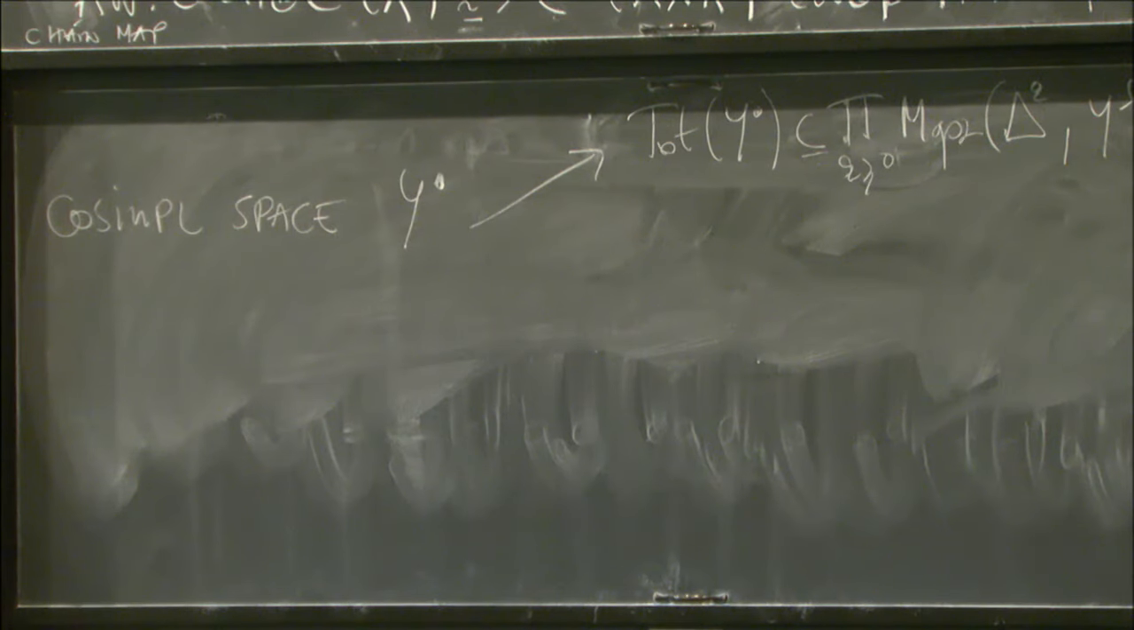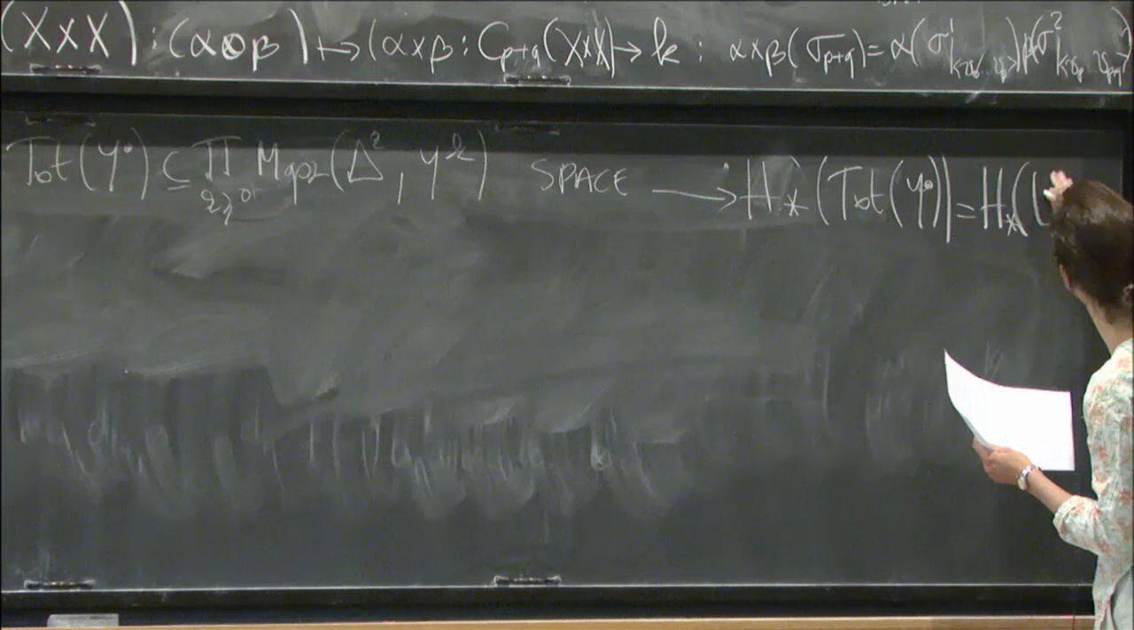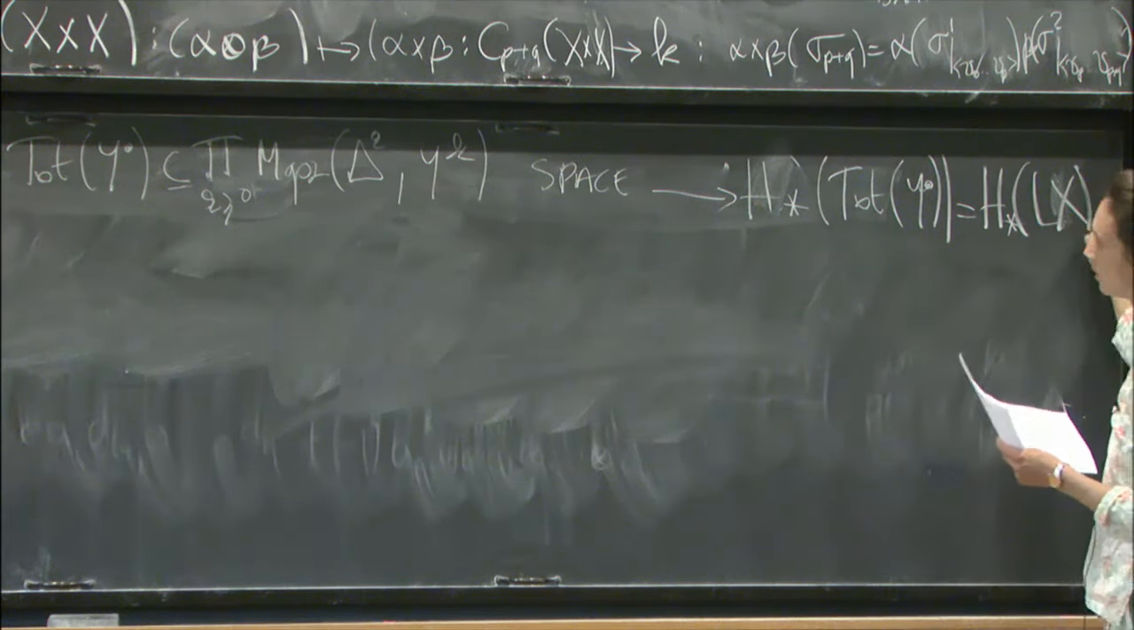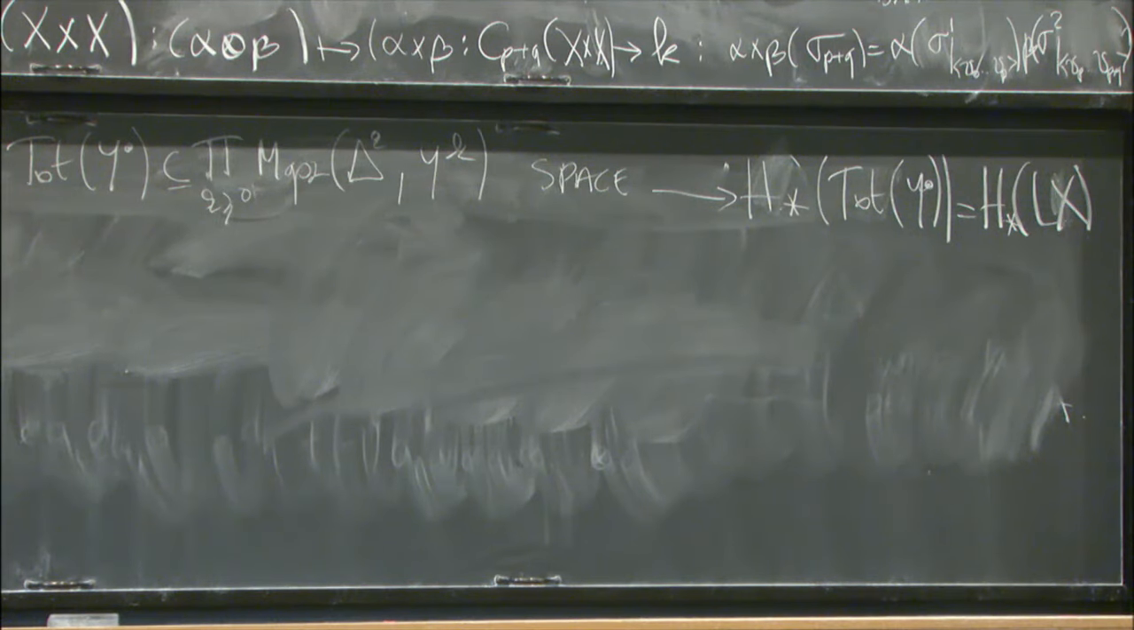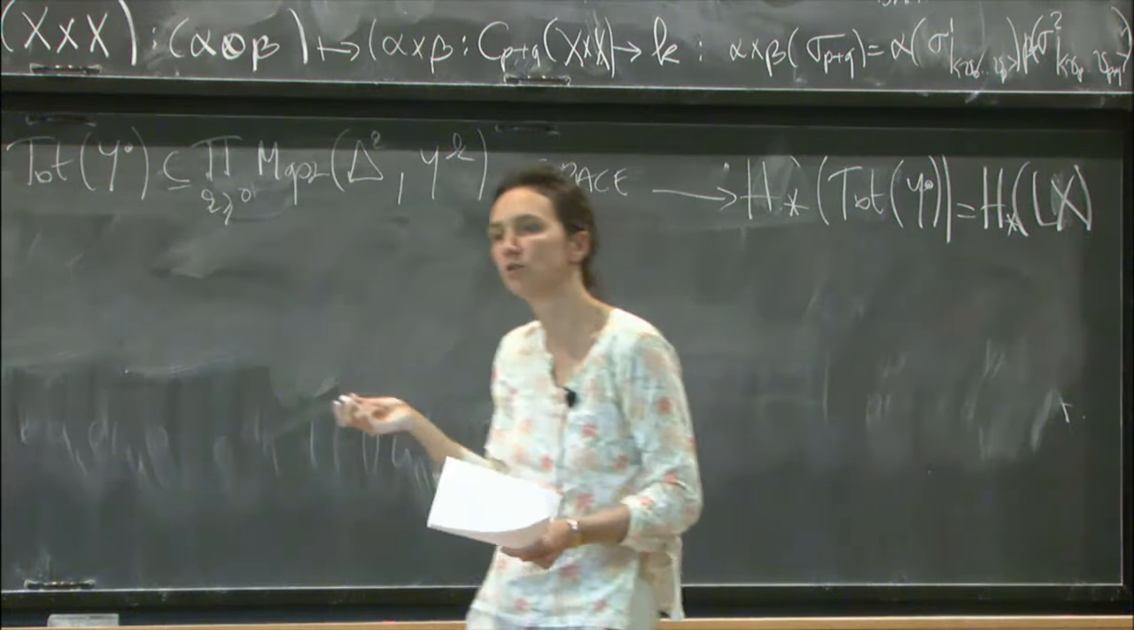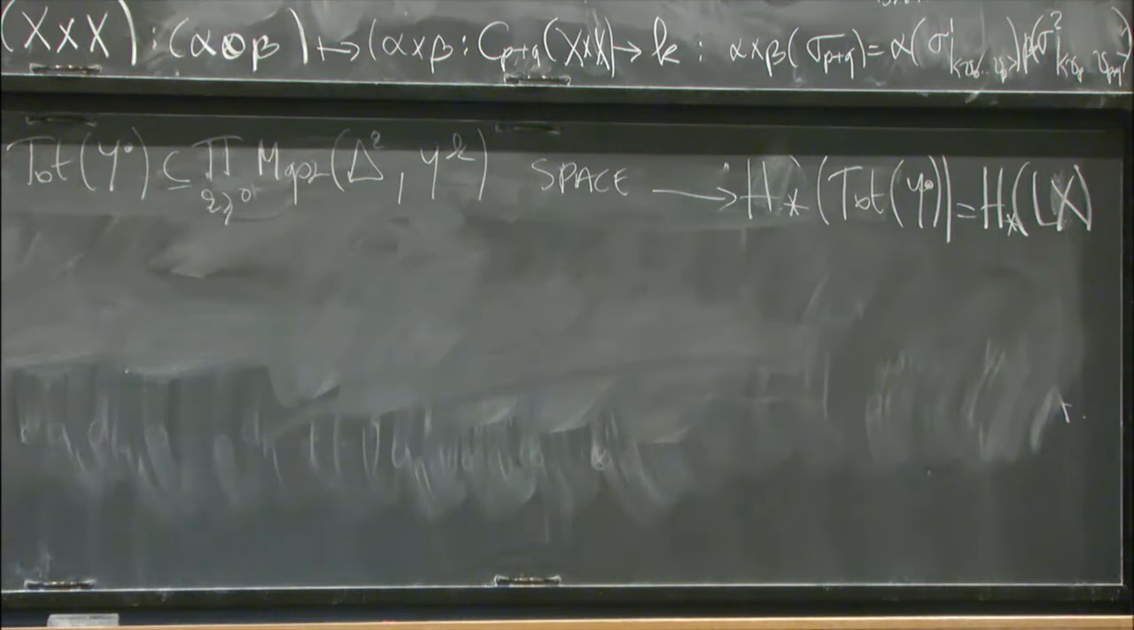And then I can take chains of it, right? Chains, or homology, if you like, homology of Tot of Y dot. So in our case, this is the homology of the loop space, because this was the loop space, right? This Tot, that's what we showed. Okay, so if we do this, we have the loop space. What is the other thing we can do with the co-simplicial space? Well, remember what we were doing with simplicial spaces yesterday.